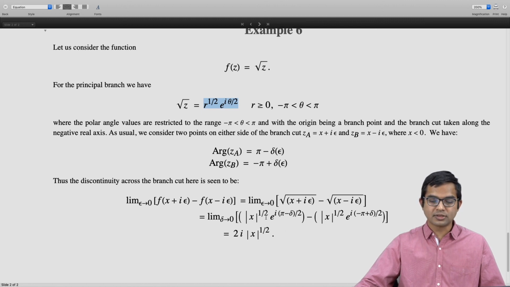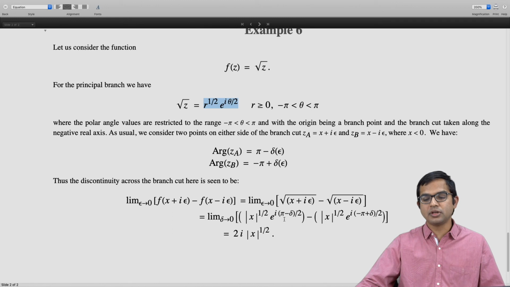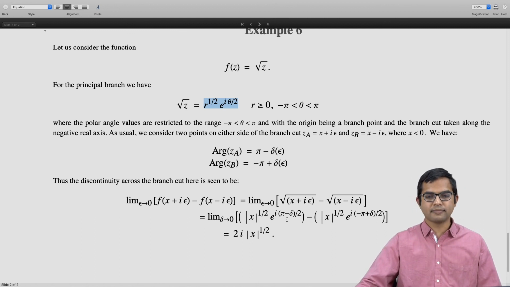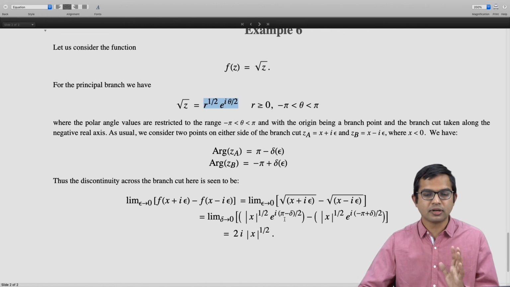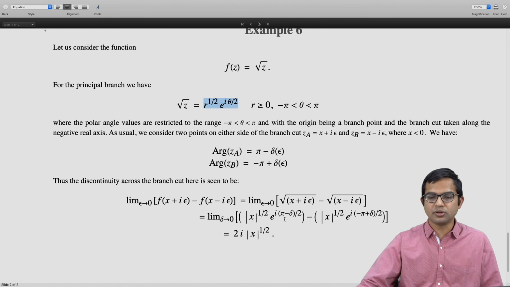so the mod x to the half comes out, and then, well, we can simply put delta equal to 0. So we have e to the i pi by 2 minus e to the minus i pi by 2, which is nothing but 2i sine pi by 2, which is just 2i, right? So this is something that you can check. So we have looked at a few simple examples, but you can consider some other more complicated, if you wish, multivalued function and try to compute the discontinuity across the branch cut.